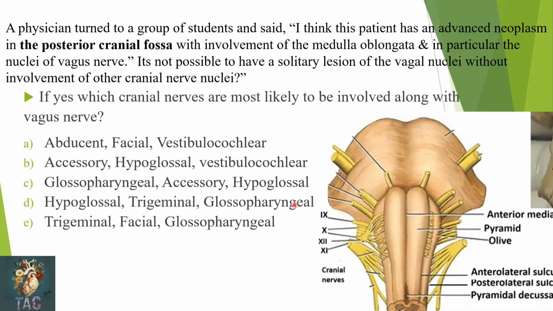First look at this diagram. This is the anterior view of the medulla oblongata, and this is the anterolateral sulcus, and this one is the posterolateral sulcus. We know that from the anterolateral sulcus the hypoglossal nerve emerges, and from the posterolateral sulcus the 9th, 10th and 11th nerves emerge. So with a lesion of the 10th nerve, the 9th, 12th and 11th will all be affected. The correct option is C, the glossopharyngeal, accessory and hypoglossal, that is 9, 11 and 12, which will be affected along with the vagus nerve.